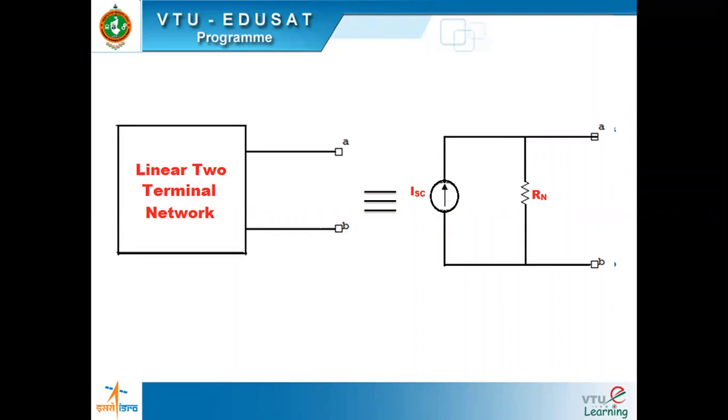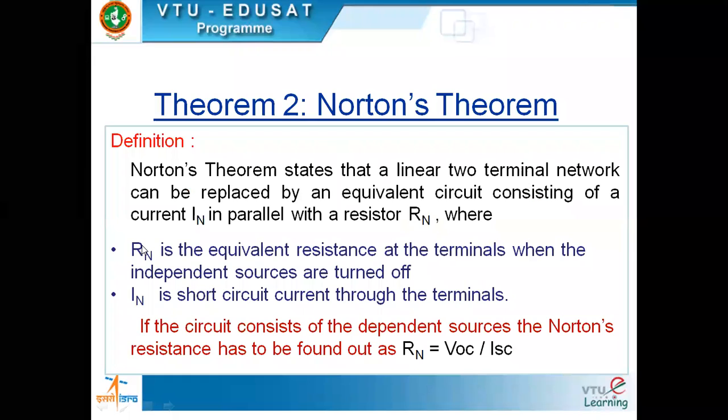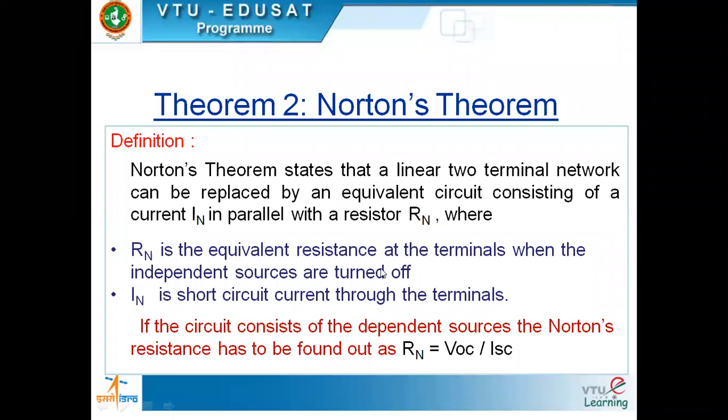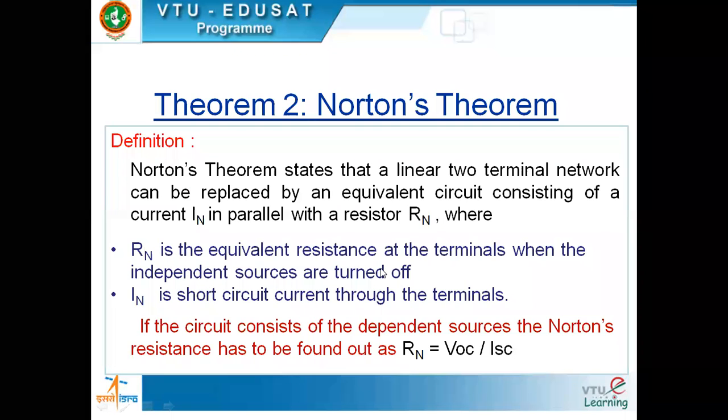So the procedure that you used to follow to find out RT is the same to find out the resistance RN. See, RN is the equivalent resistance at the terminals when the independent sources are turned off. Same used to happen there also in Thevenin's. We used to turn off the independent sources and find the equivalent resistance across the terminals AB. Similarly, we are doing the same here also. And IN is the short circuit current. We used to find out short circuit current, right? We were doing that.